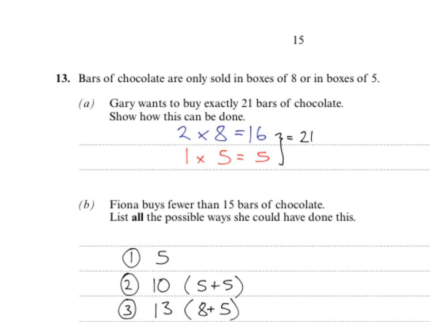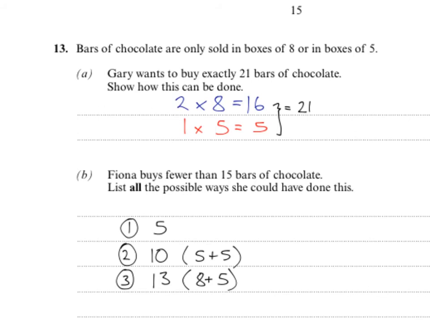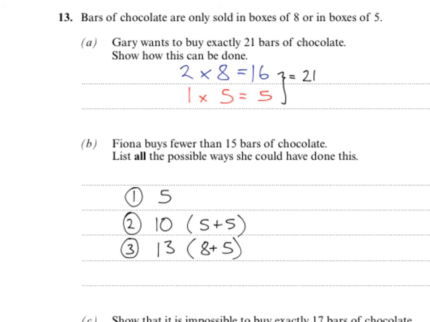For B, it says that Fiona wishes to buy fewer than 15 bars of chocolate. List all the possible ways. So I got 5, obviously, then 5 and 5, which makes 10. And then 13. What if I missed there? I missed a really silly one. Really obvious now in hindsight.